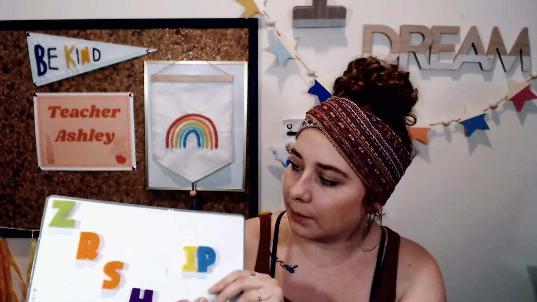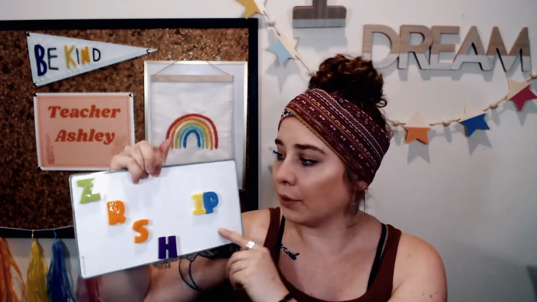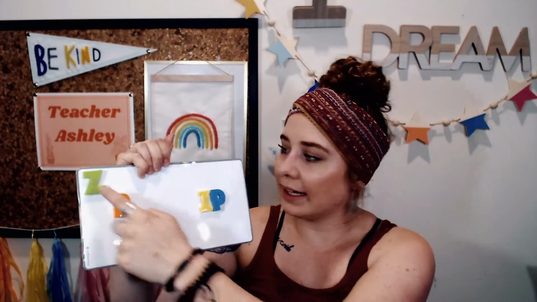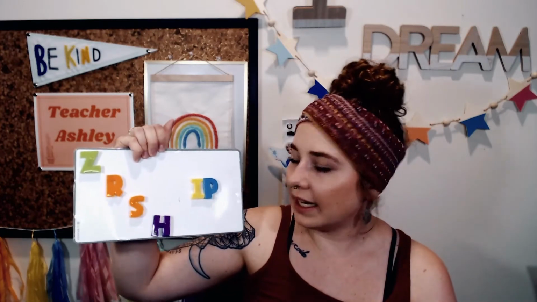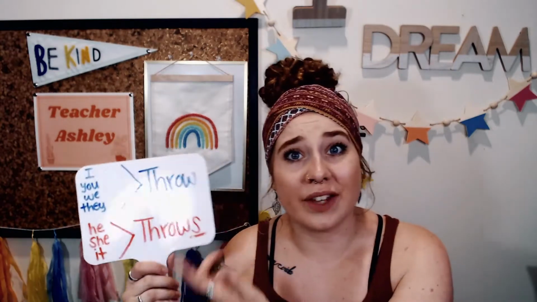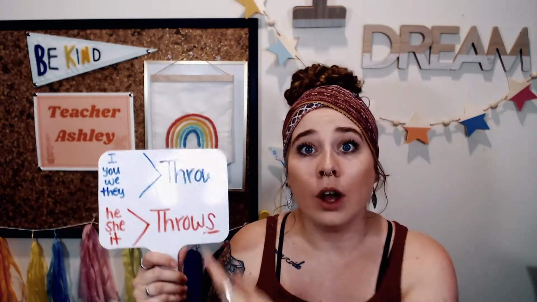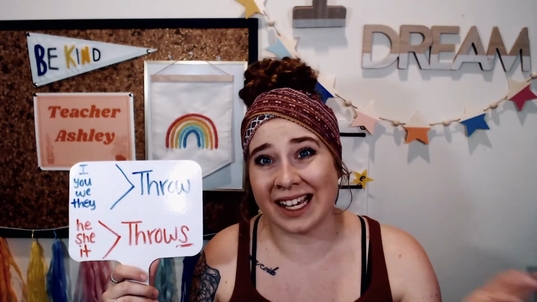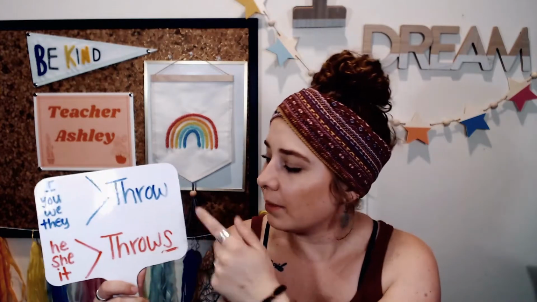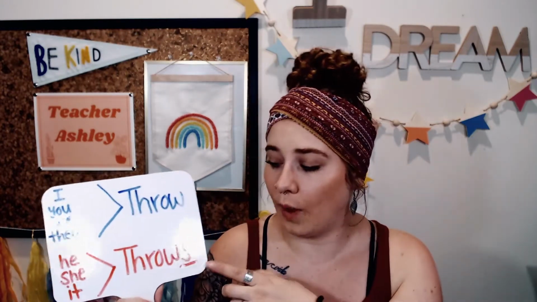In this lesson, I'm going to be using this little mini whiteboard along with the magnetic letters to show blending, and I'll show you guys how I do that when we get to that slide. I also have a second whiteboard with the conjugations of throw modeled out, so I don't have to verbally explain it to the student because that could be confusing for them. It's already modeled, so we can just practice it and they'll understand the concept of why one has an S and why one doesn't.